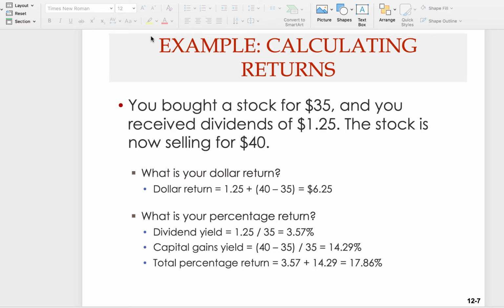Now let's look at the capital gains yield. Very easy to do, right? Ending price minus my beginning price divided by my beginning price. 40 minus 35 is $5 divided by 35 gives me 14.29%. So the total percentage return is 3.57 plus 14.29, which gives me 17.86%.